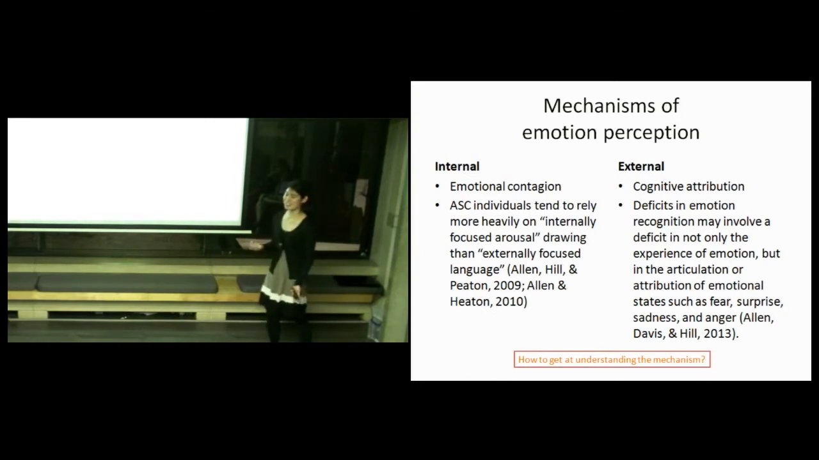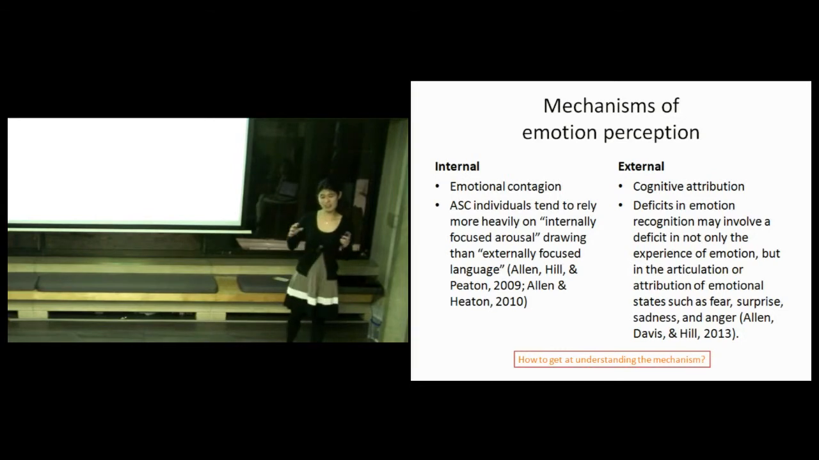And so the literature has shown that ASC, autism spectrum condition individuals, tend to rely more heavily on these internally focused arousal ways of connecting emotionally than on the externally focused language systems. And that is in line with deficits of theory of mind and cognitive attribution deficits. But what really gets the point across is that the deficits in emotion recognition have a variety of mechanisms to consider, which involves not just the experience of the emotion directly in itself, but also the articulation or the attribution of emotional states like fear, surprise, sadness, and anger.